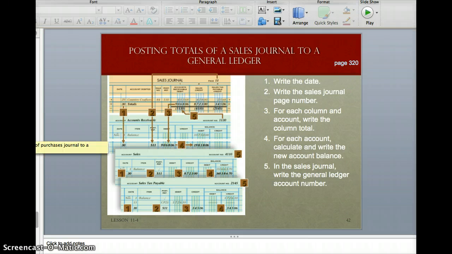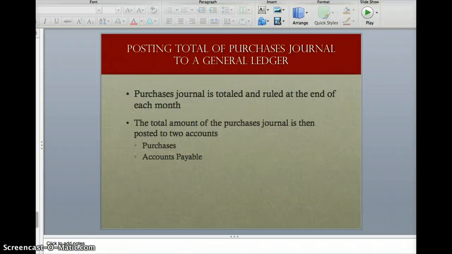Nothing gets posted individually in the sales journal. They're all done by columns.